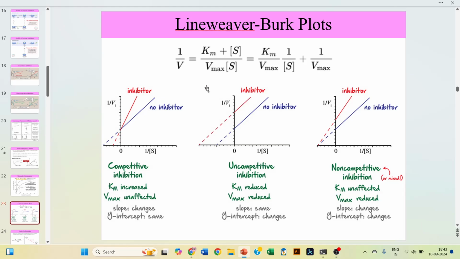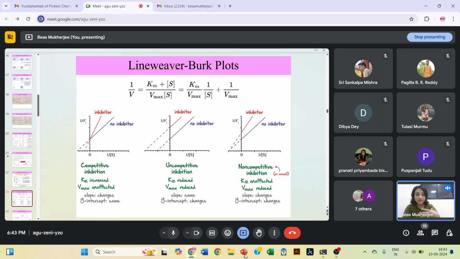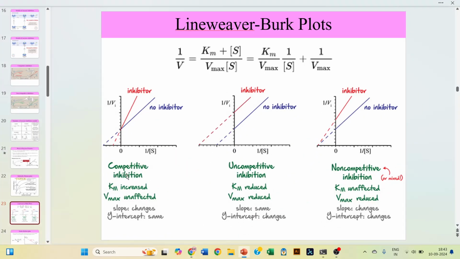But then when it comes to the Lineweaver-Burk plot, it is all the more visible and comprehensible. So here we can see that in case of competitive inhibition, Km is increased. So this is how we see that the Km is shifting and Vmax is unaffected. See, it is coinciding at exactly the same spot. And the slope changes and the y-intercept remains the same. This is the y-intercept, which is 1 by Vmax. And the slope is actually increasing. Right.